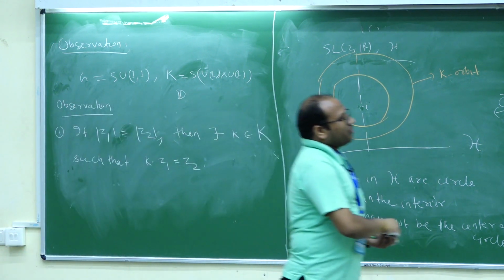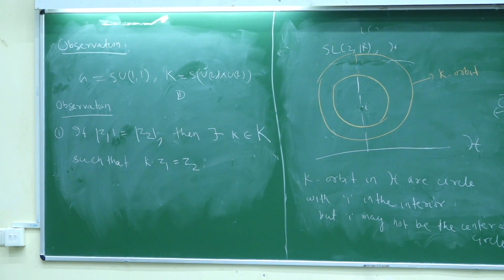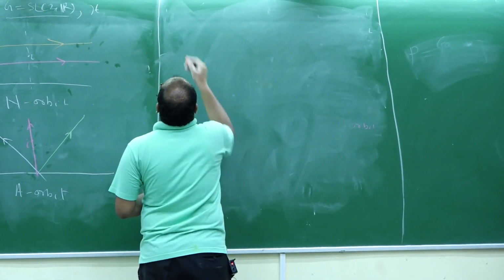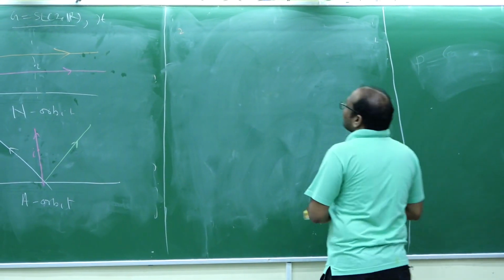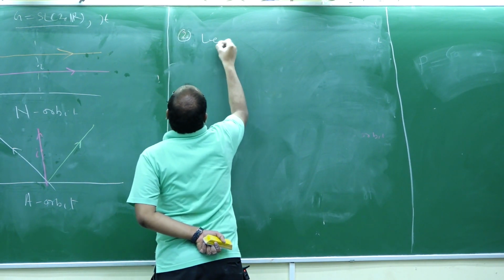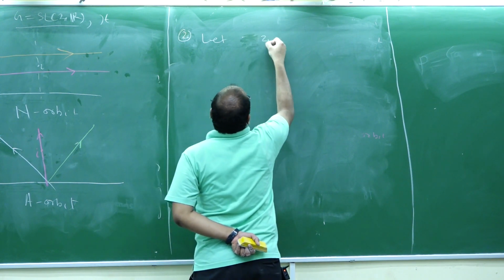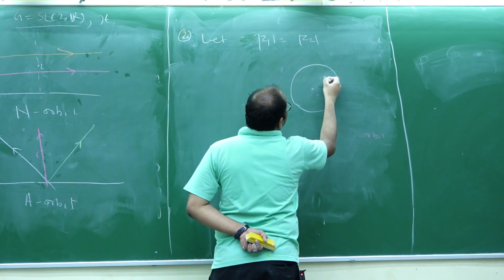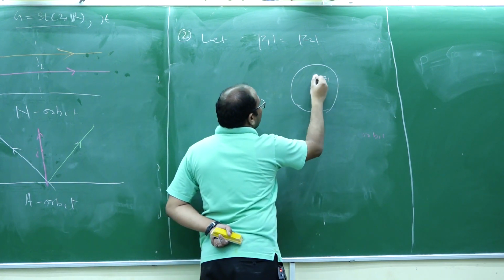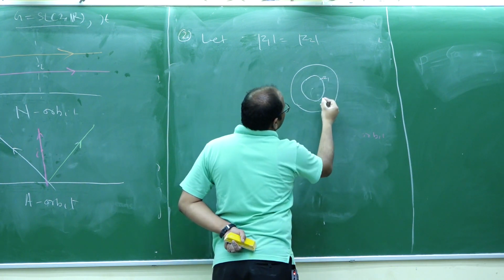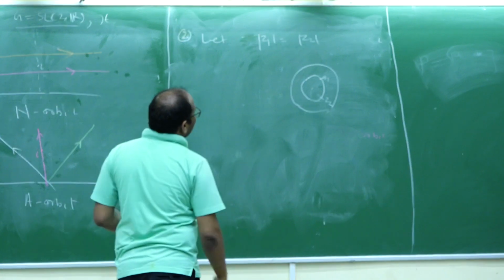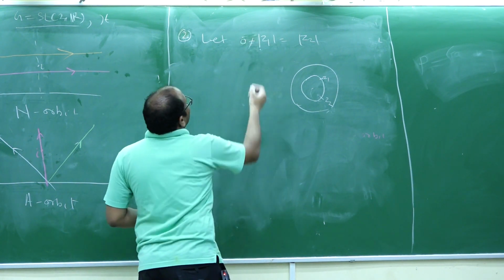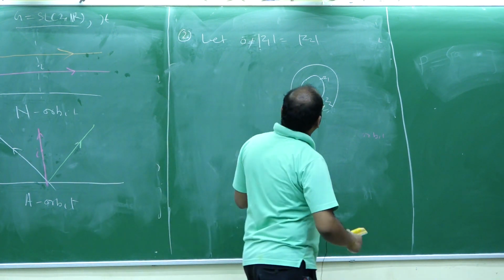Now suppose, second thing, let Z1 and Z2 belong to D. Suppose mod of Z1 is equal to mod of Z2. That means they will actually lie in the same K orbit. So this is my Z1, this is my Z2. So there exists some K which will take Z1 to Z2. Assume that 0 is not equal to Z1, not equal to Z2. So how many K's are there?